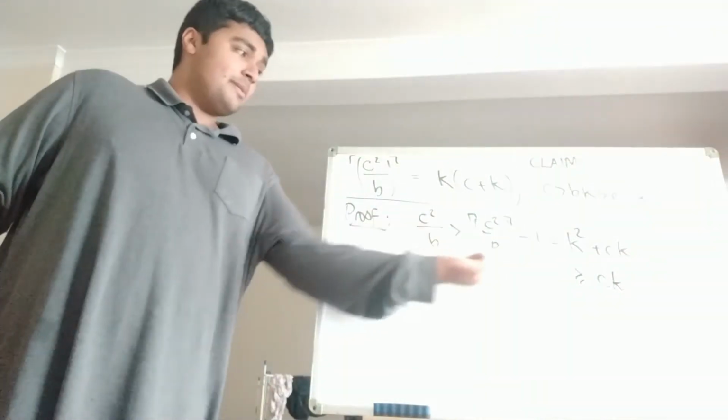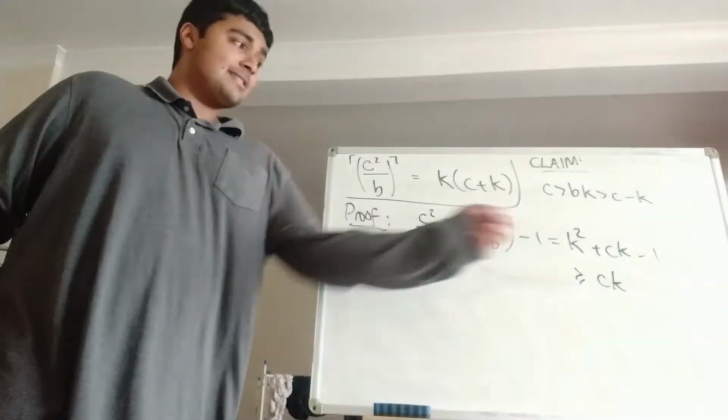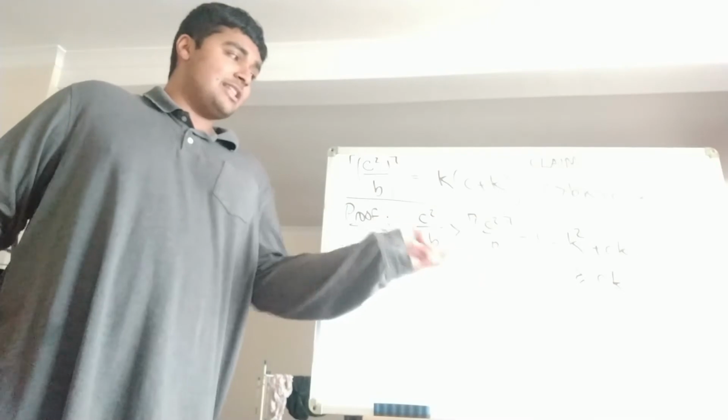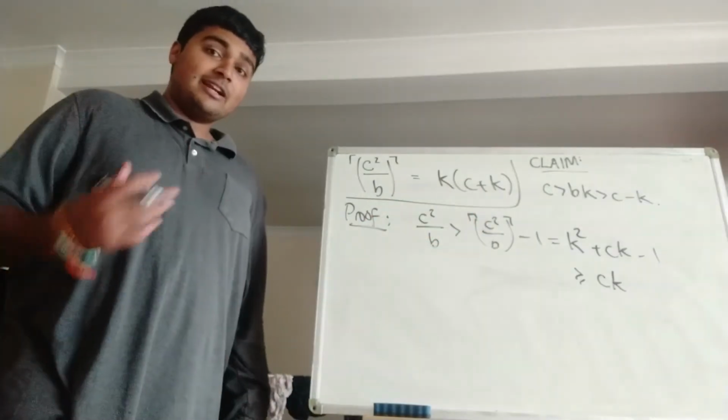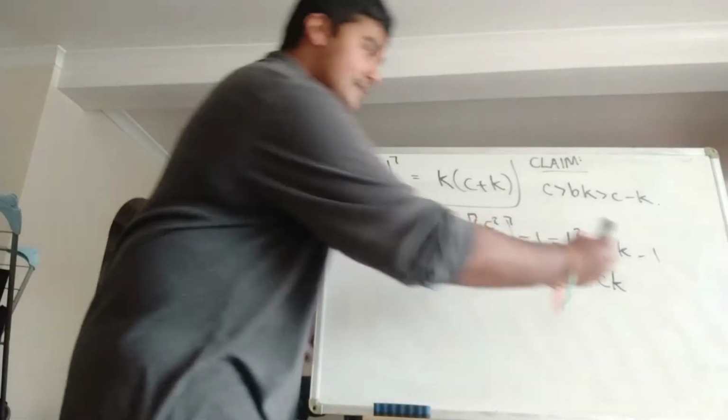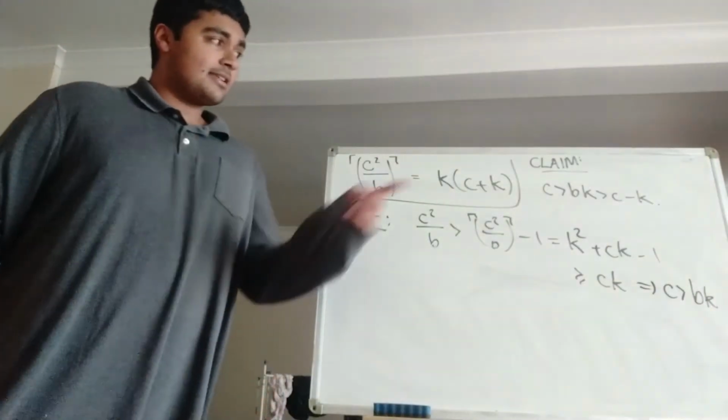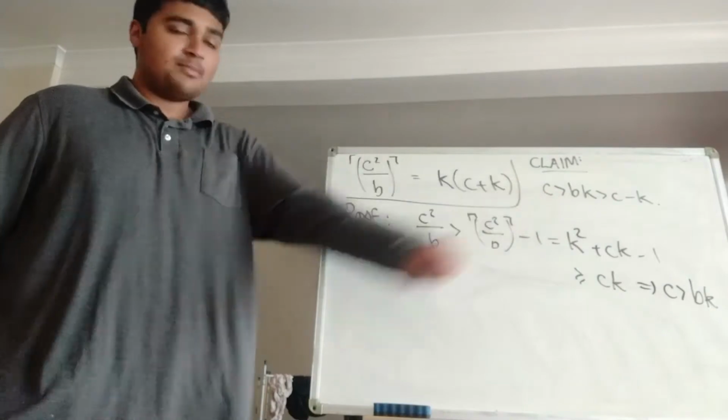So we get c squared over b is strictly bigger than ck, and then of course just rearranging this, multiplying both sides by b, and then dividing both sides by c, we're going to get the first inequality. So c is bigger than bk, like so. So that shows the first part of our inequality.